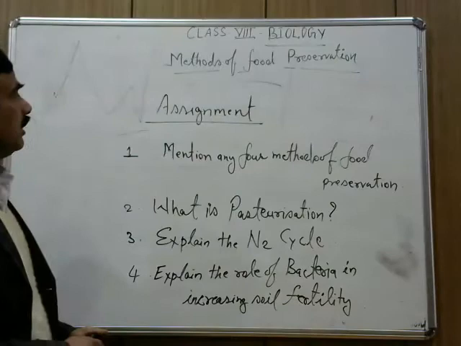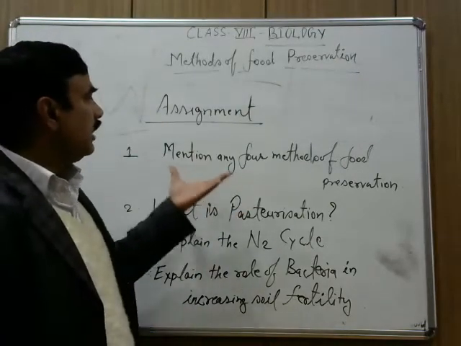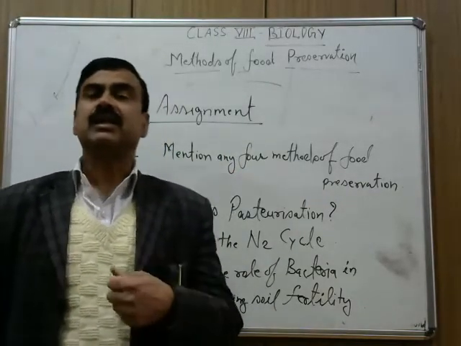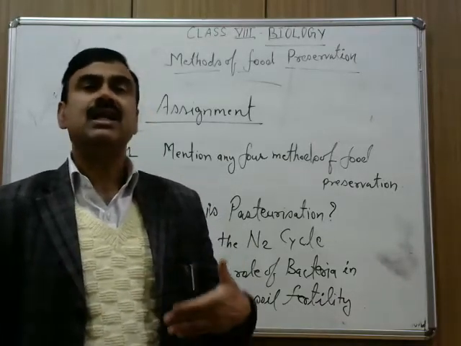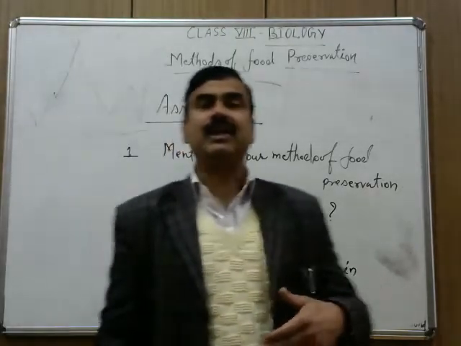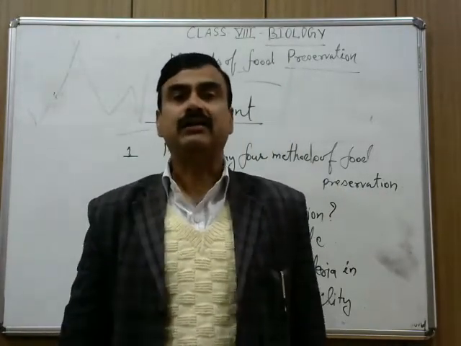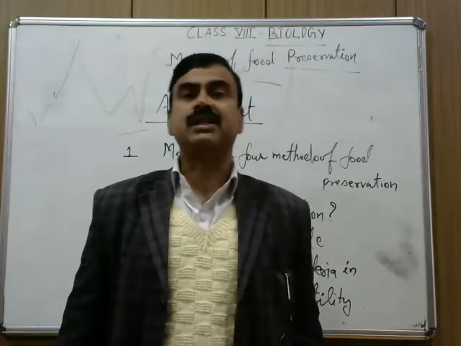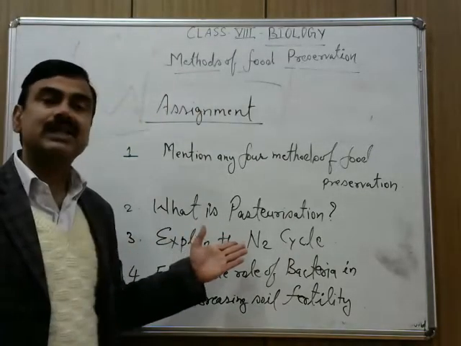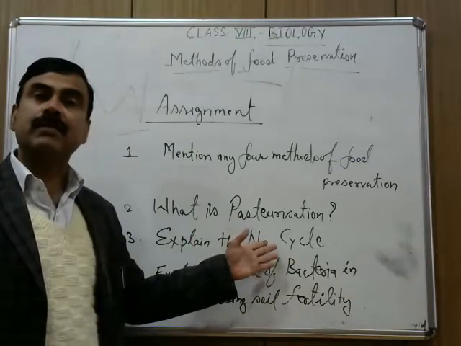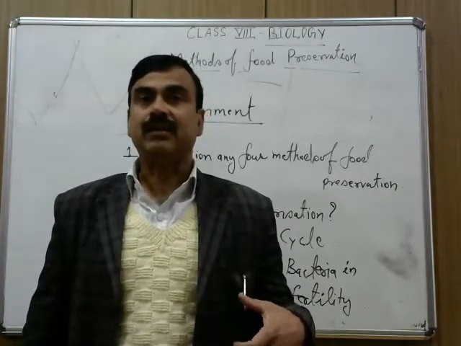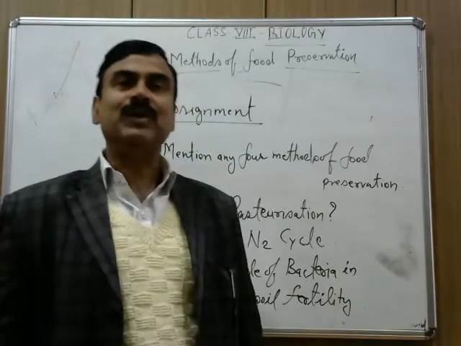So these are the 4 questions for the assignment, and for the first one, I am sure about the 4 methods: by mixing salt, by mixing vinegar, by mixing a chemical like sodium benzoate. You can easily write the answer to the first question. Question number 2, what is pasteurization, is not tough. You can write it is the method of heating milk at 70 degrees Celsius temperature for 15 to 30 seconds, right? And the nitrogen cycle, which consists of 4 steps: nitrogen fixation, ammonification, the third one is nitrification, and the fourth one is denitrification. By these 4 steps you can easily complete your nitrogen cycle.